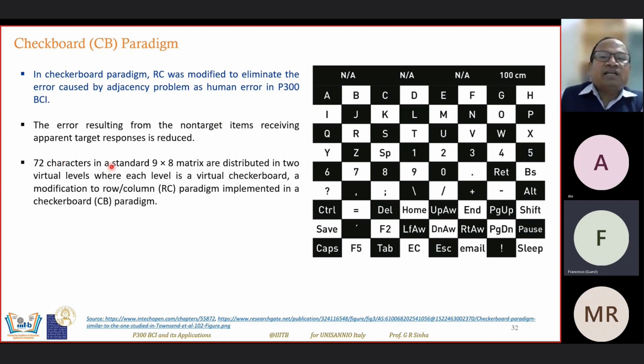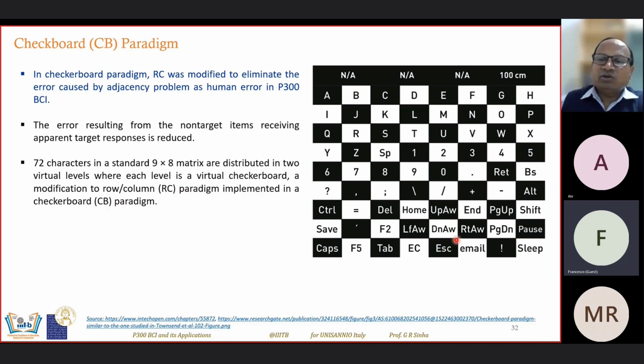72 characters in standard 9 by 8. Probably this is 9 by 8. 1, 2, 3, 4, 5, 6, 7, 8 this side. So 8 columns, and rows are 1, 2, 3, 4, 5, 6, 7, 8, 9. So 9 rows and 8 columns are distributed in two virtual levels, where each level is a virtual checkerboard, a node modification to row column paradigm implemented in a checkerboard paradigm called the CB paradigm.